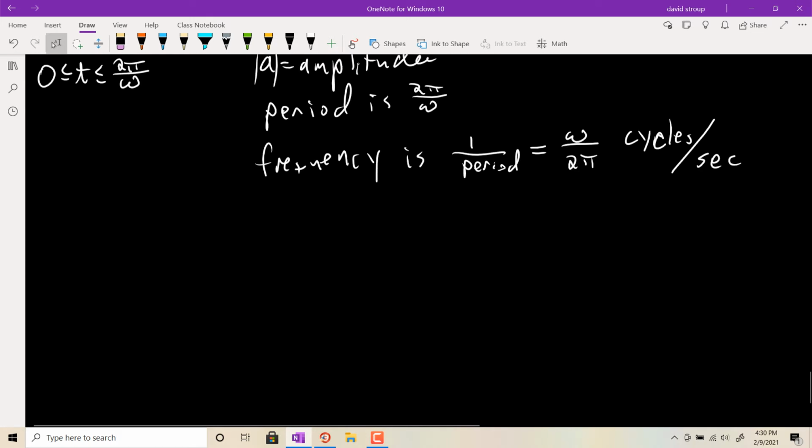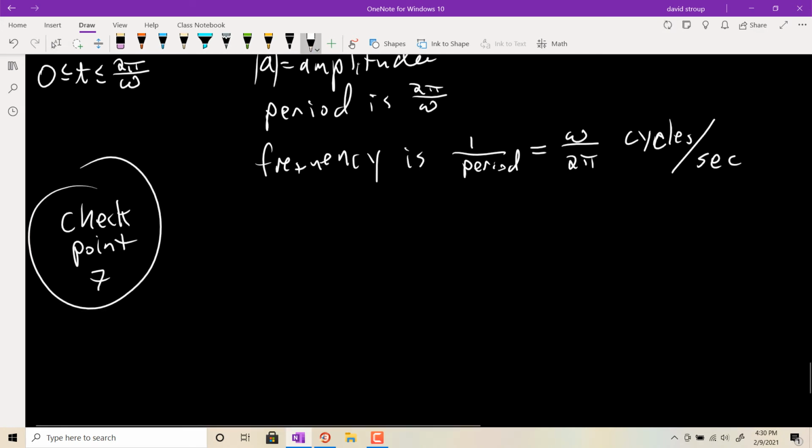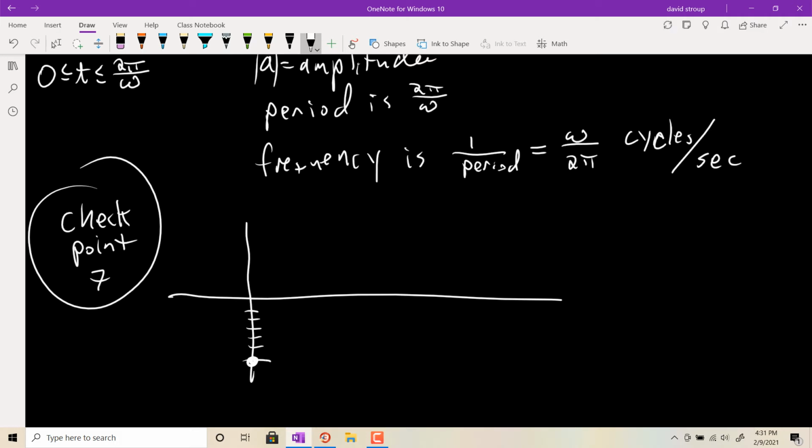Okay, so let's take a look at a checkpoint kind of problem. This is checkpoint 7, apparently. A ball on a spring is pulled 6 inches below its rest position and then released. You can sketch it out: 1, 2, 3, 4, 5, 6 units away from its rest position and then released, and its period of motion is every 4 seconds. So 1, 2, 3, 4.